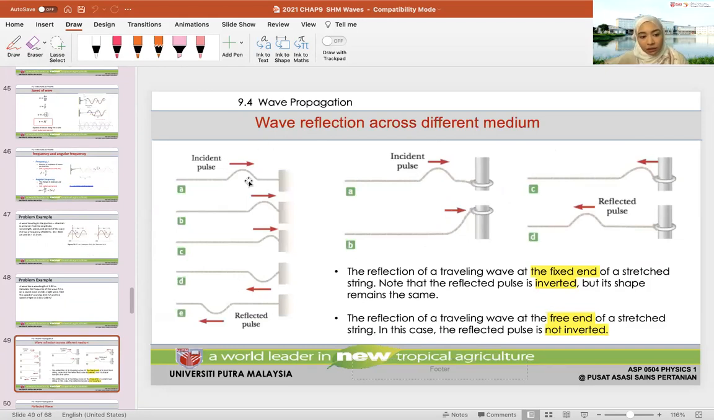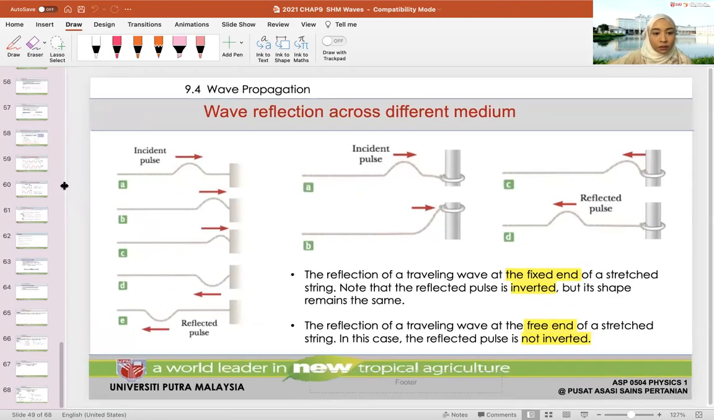So let's take a look at this diagram first. Okay, so this is an incident pulse. I'm flicking the string, a pulse happens, and it propagates to the right. Propagates means moving, so it moves to the right. And this is a fixed end, this is a wall. So when it encounters the wall, it is reflected and it becomes inverted. So now it becomes a reflected pulse. You started with this shape, you encounter the wall, which is a different medium, and this medium is fixed, so your reflected pulse will become inverted.